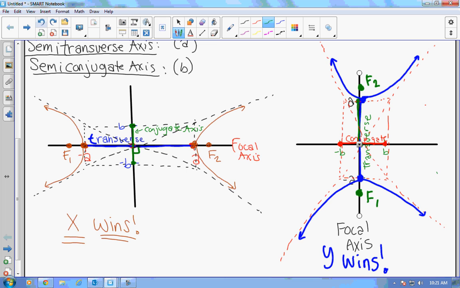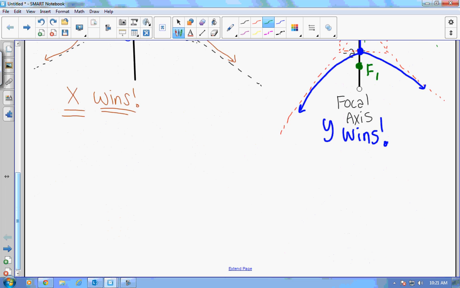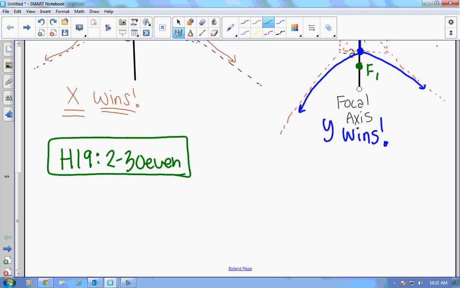So the assignment that goes with this is in the honors section, H19, numbers 2 through 30 even. This is on your ellipses, okay? So it doesn't have hyperbolas on it. It's on ellipses.